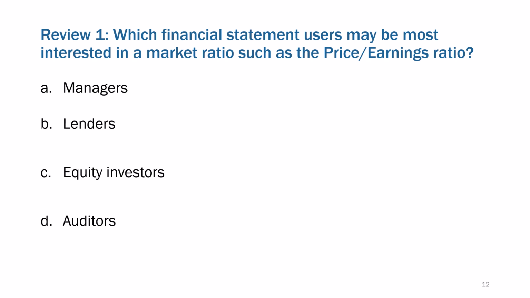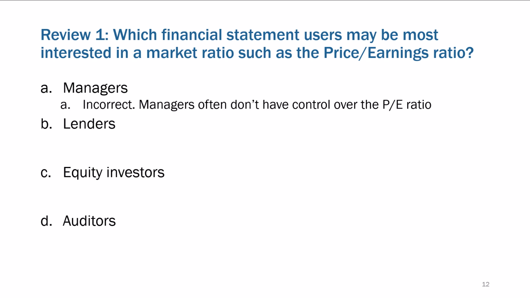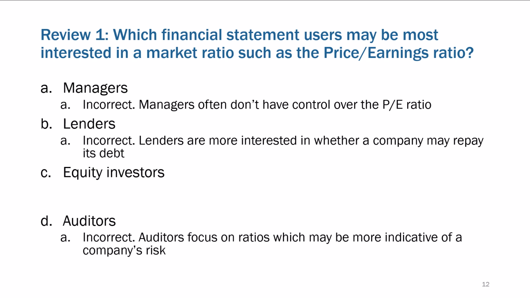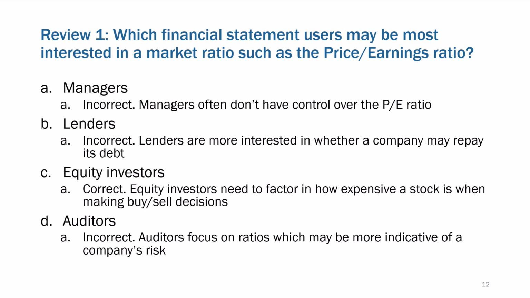So, quick review question here. Which financial statement users may be most interested in a market ratio such as the price-earnings ratio? Did you catch it when I went through here? It's not managers. They oftentimes don't have control over it. It's not lenders. They might be more interested in if a company can repay debts. Auditors are going to be more focused on ratios which might indicate a company's risk. It is going to be equity investors. Equity investors are going to say, okay, this company looks really healthy.